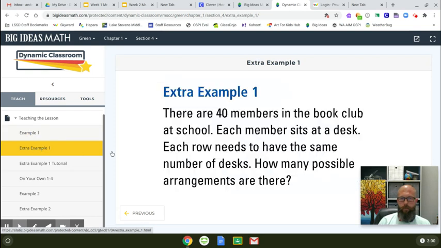Okay. Extra example 1, there are 40 members in the book club at school. Each member sits at a desk. Each row needs to have the same number of desks. How many possible arrangements are there? So let's watch this example, and we're going to see how to make a factor tree. And there's an example in the notes on how to make a factor tree. This is very, very important.